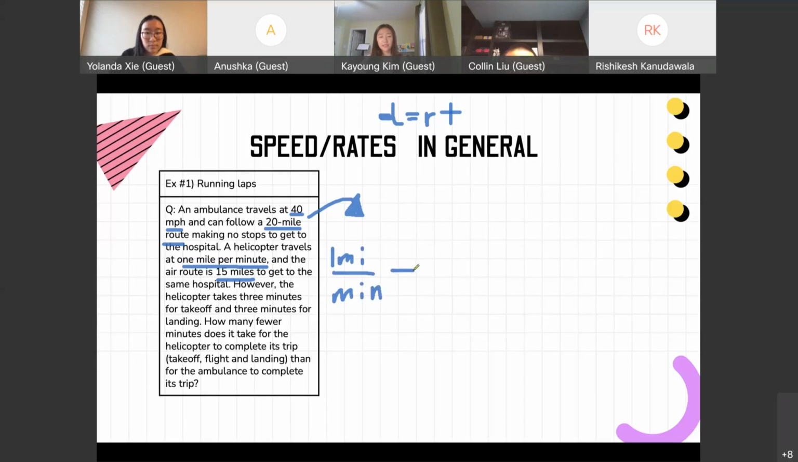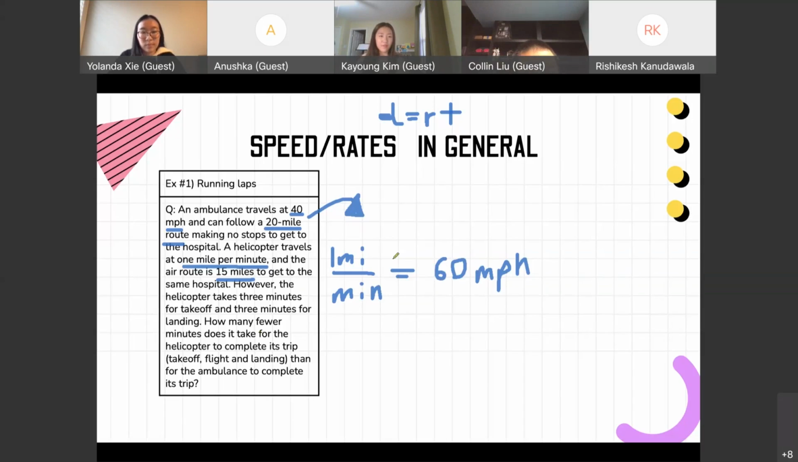So it's easy to get tripped up on things like that. Now, the next sentence says that the helicopter takes 3 minutes for takeoff and 3 minutes for landing. So what that means is that after we calculate the final time it takes, we need to add 3 and then add 3 again. So we need to add 6. So now, how many fewer minutes does it take for the helicopter to complete its trip than the ambulance?